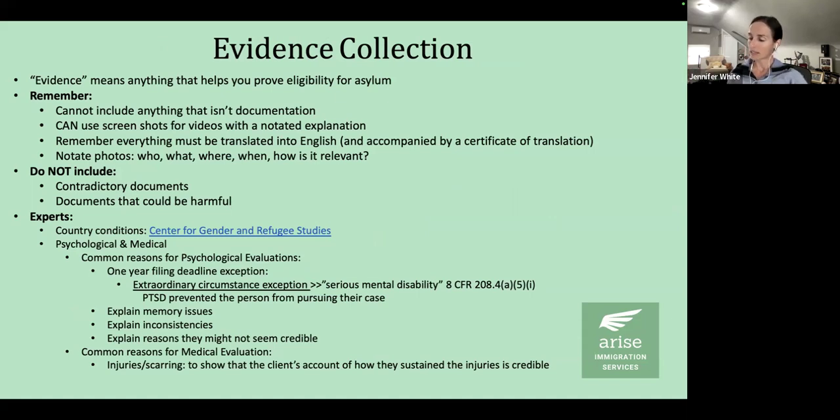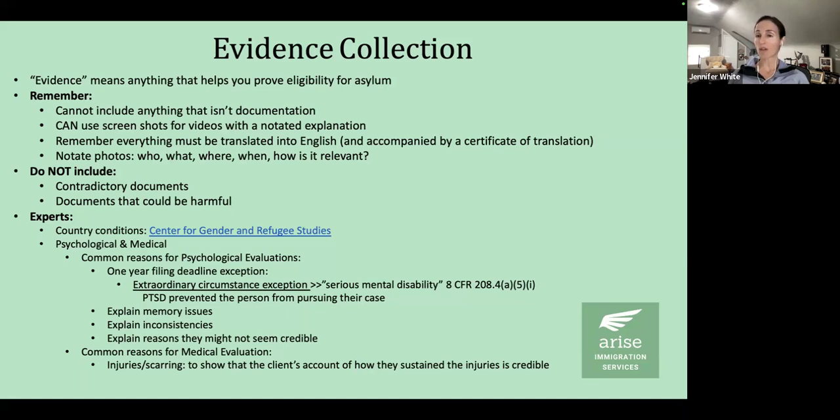Okay, evidence collection. We've mentioned evidence is super broad for an asylum case. Remember what it can and can't be. Regardless of how you're filing, through the mail or online, it has to be documentation, like paper. It can't be a video or a recording.